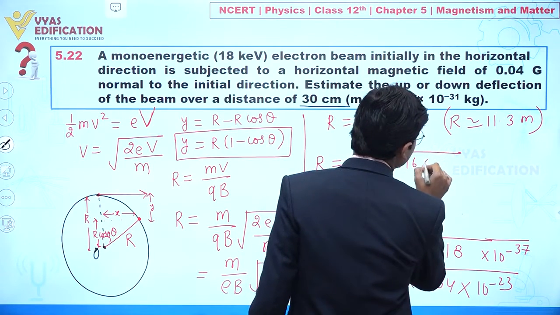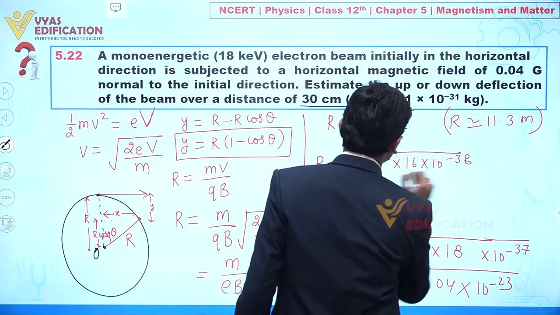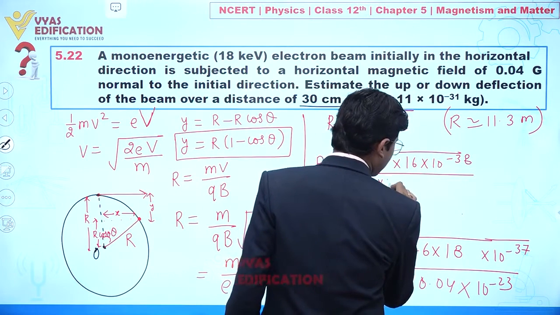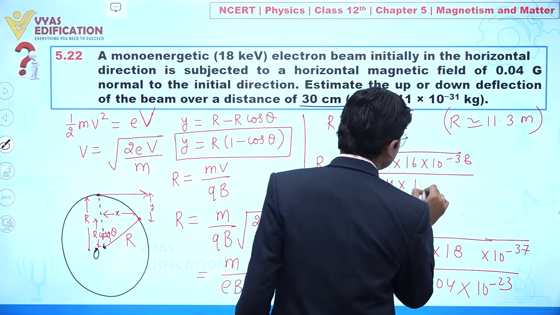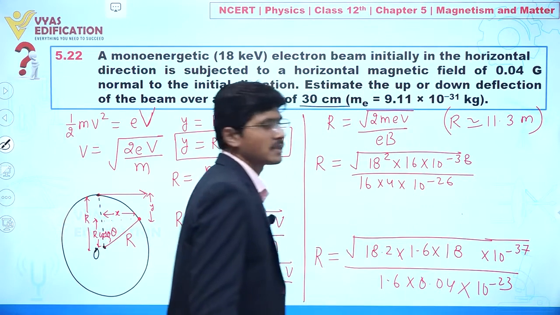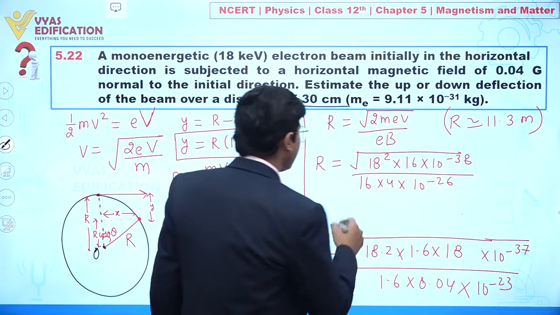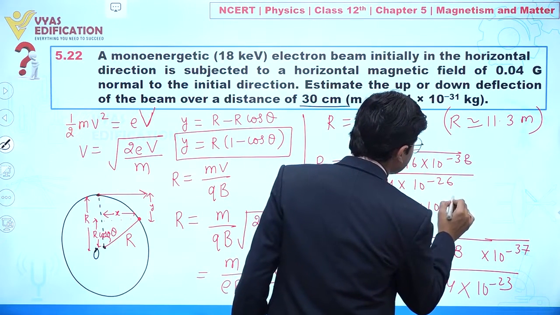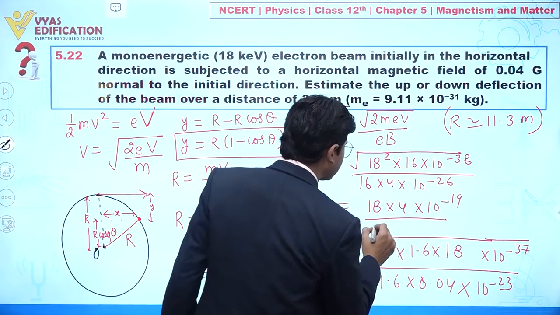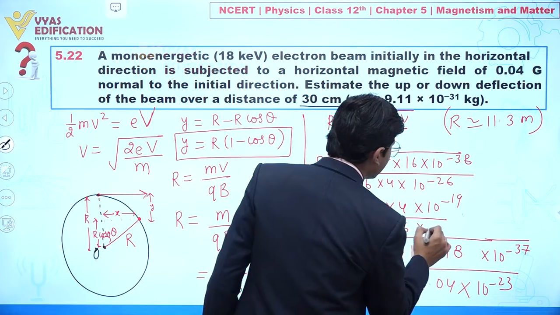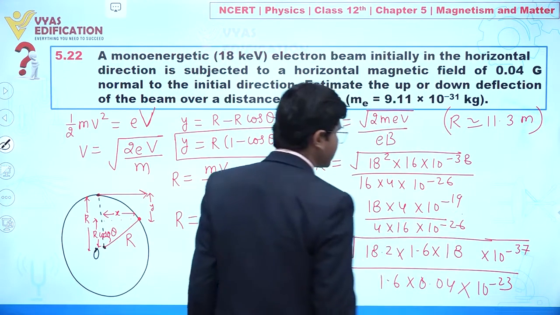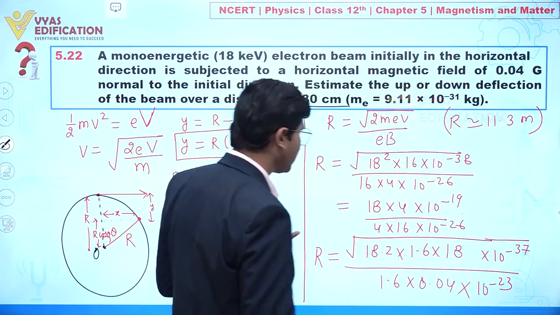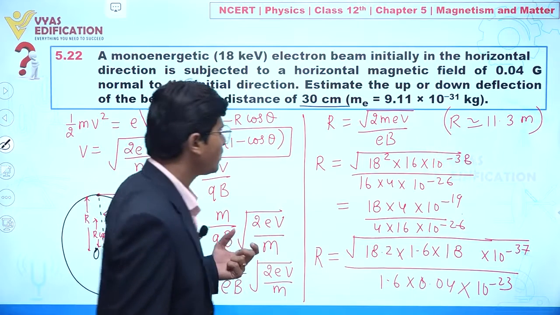I can say this is 16 into 10 to the power minus 38 divided by 1.6. So directly write here 16 into 4 into 10 to the power minus 3. This is 10 to the power minus 26. Clear? So we can write like this, this is 18 multiply 4 into 10 to the power minus 19 divided by, I can say 4, this is 16 into 10 to the power minus 26. Clear to you? So now if you solve it, definitely you will get your answer. Clear?